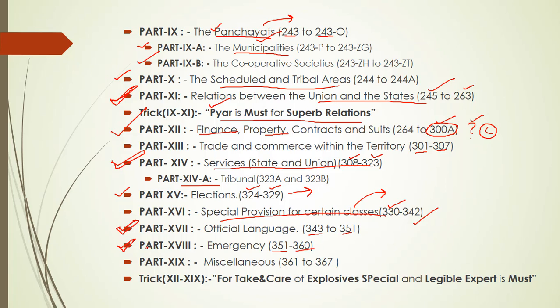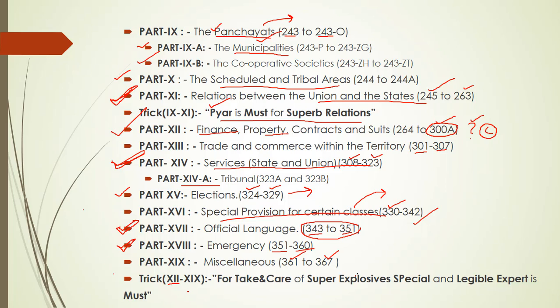Even the official language part is very important, and you should know the articles ranging from the start to the end point. All the parts which are double ticked in this slide are important, and you should give special attention to the range of the articles of the part respectively. Miscellaneous, all the miscellaneous matters are given in Articles 361 to 367, that is part 19 of the Indian Constitution.